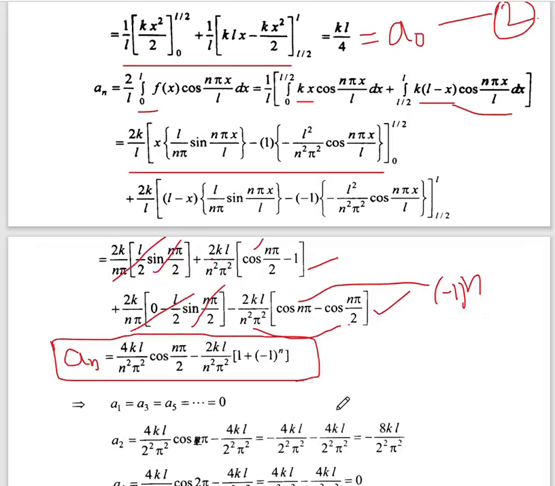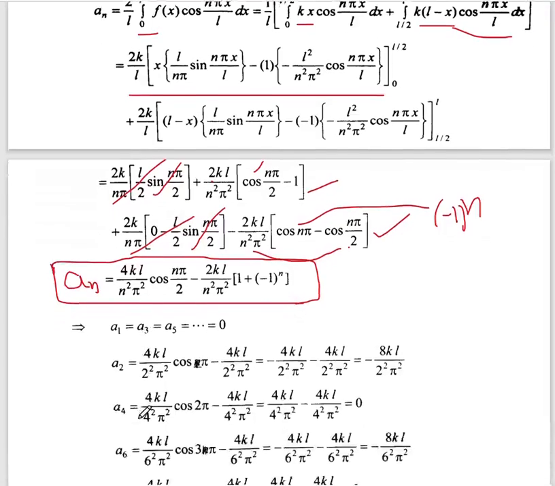Okay, so here if you observe, if n is odd, then a1, a3, a5, a7, a9, these types of terms will become 0. And if n is even, then we will get some values.